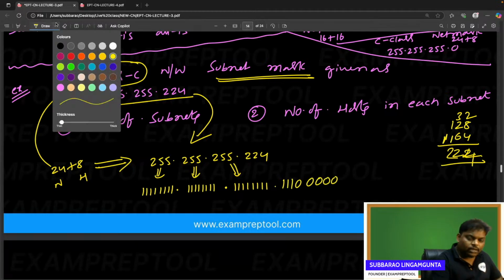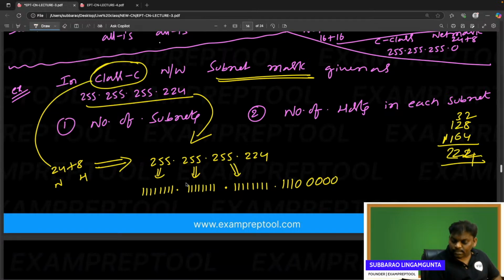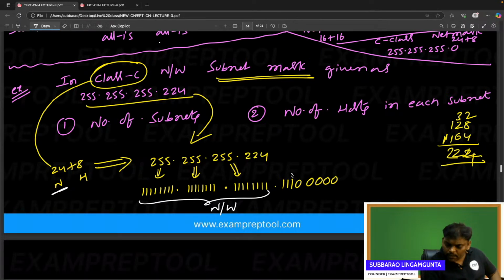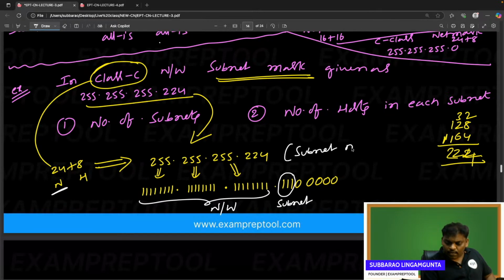Careful everyone, it is a subnet mask. Remember in the subnet mask, the network part is 24 bits, all ones. And one more thing: the subnet part is also ones. Remember, this is the subnet part. In the subnet mask, the network part is all ones, so the subnet part is also ones.